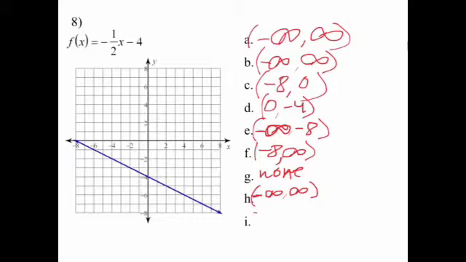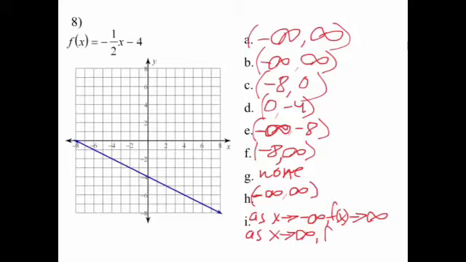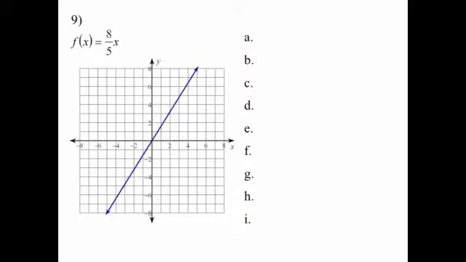And then that brings us to the next part. As x approaches -infinity, as in when you travel left forever, what does your function do? Well, your function keeps going up and up and up, so it goes to +infinity. And as you travel right forever, so as x approaches +infinity, your function is going to keep going down and down and down, so f of x is going to approach -infinity. And that brings us to 9.